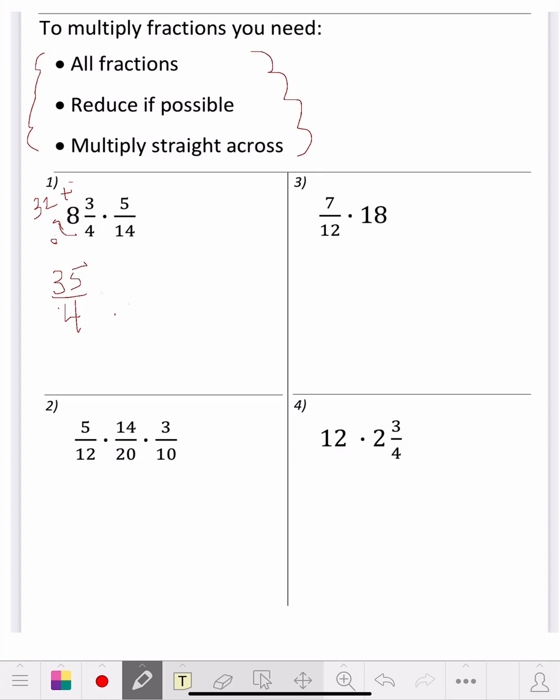Now it's times 5/14. Now, is there any reducing here? I can either go up or down. I can go vertical. Yeah, look at this. 7, I know, is going to go into 35 5 times, and 7 also goes into 14 2 times. So let's go across then, because I don't see anything more. So 5 times 5 is 25.